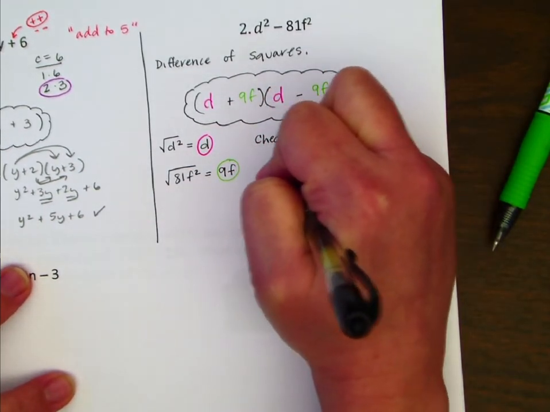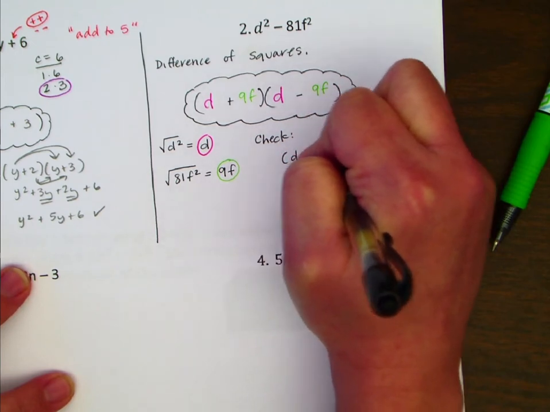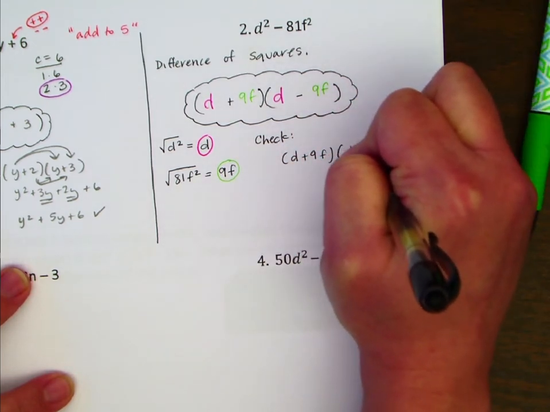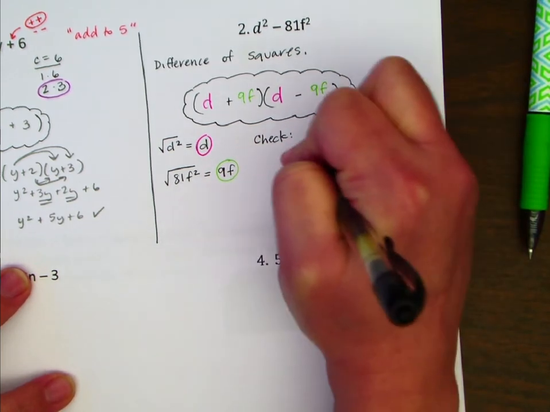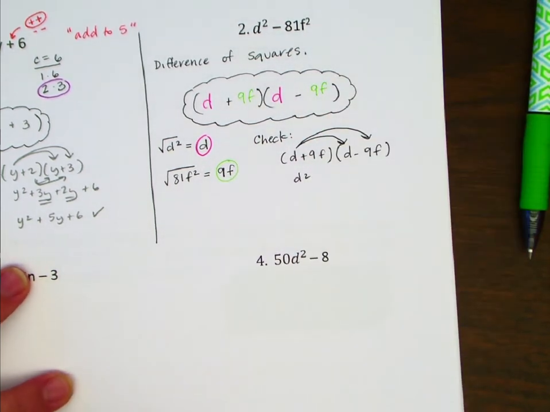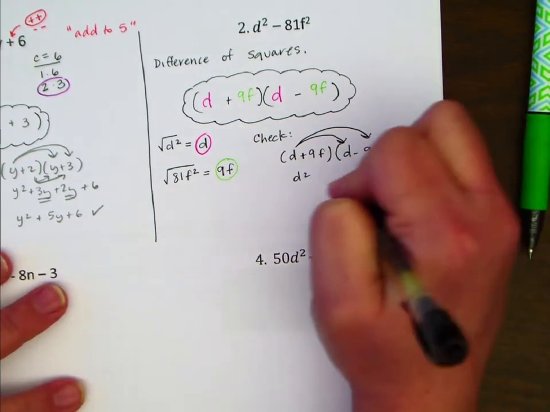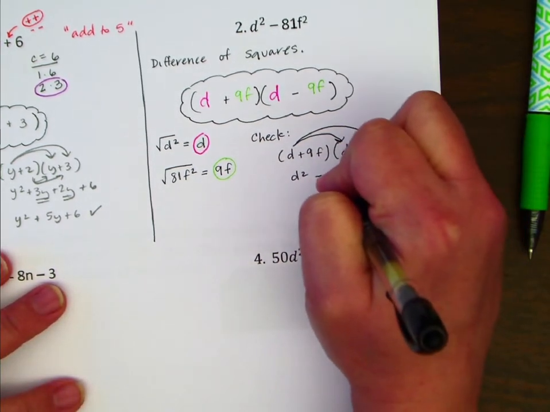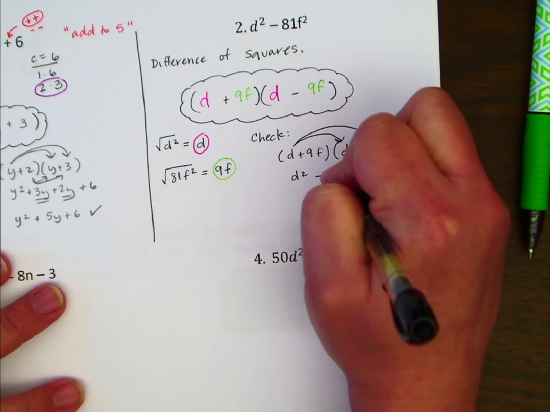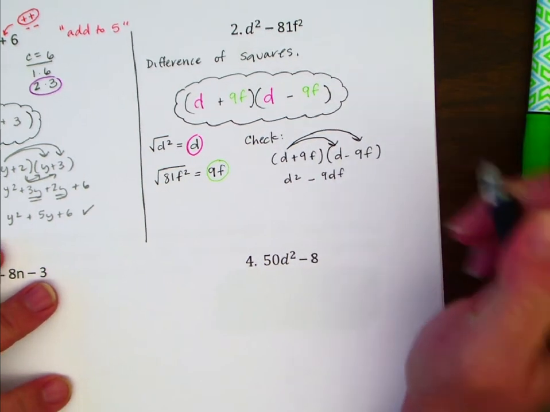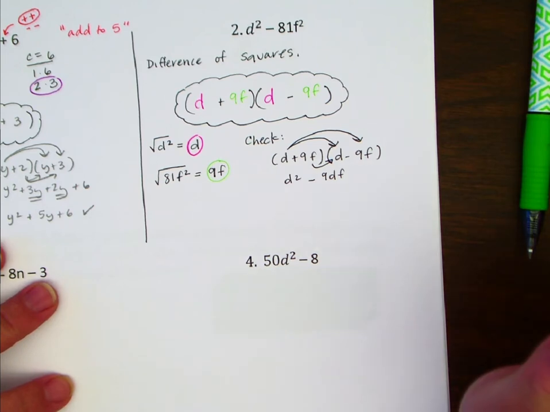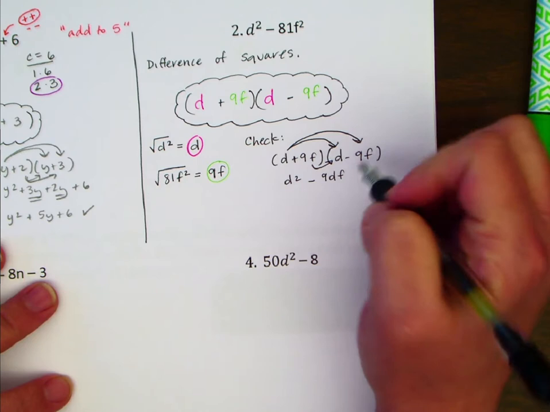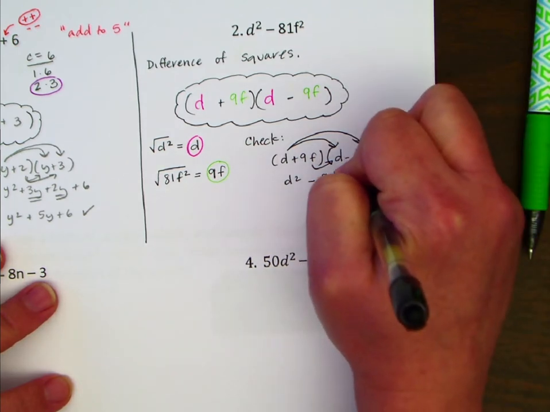FOIL or box. d plus 9f, d minus 9f. So d times d is d squared. d times negative 9f would be negative 9df. You can write it as fd, it doesn't really matter. I like to put it in alphabetical order. And d comes before f, right? I hope so. Okay, and then 9f times d is positive 9df.